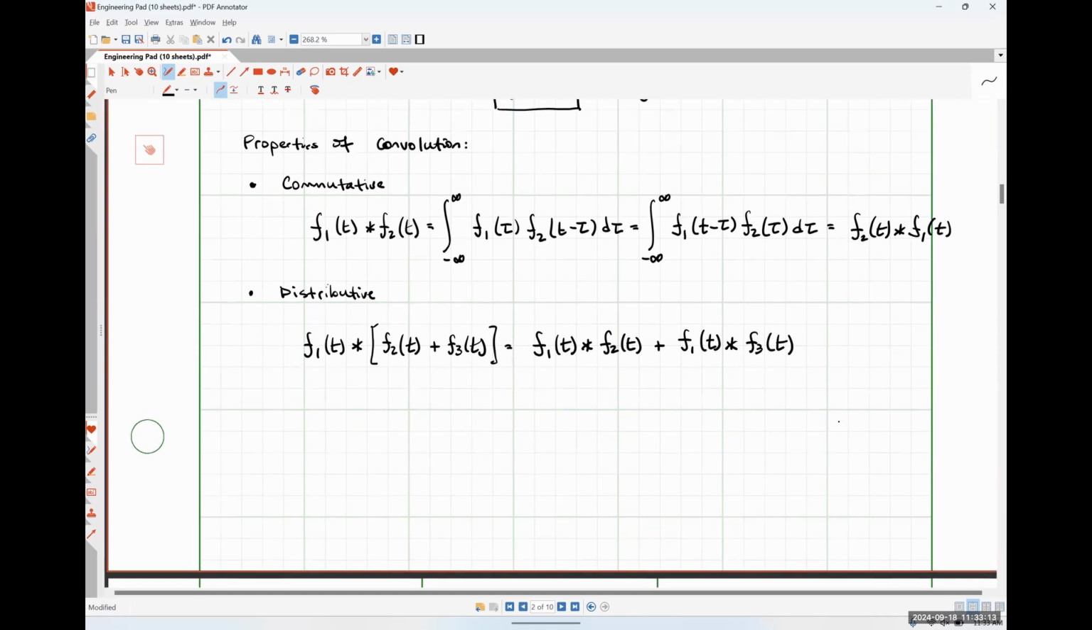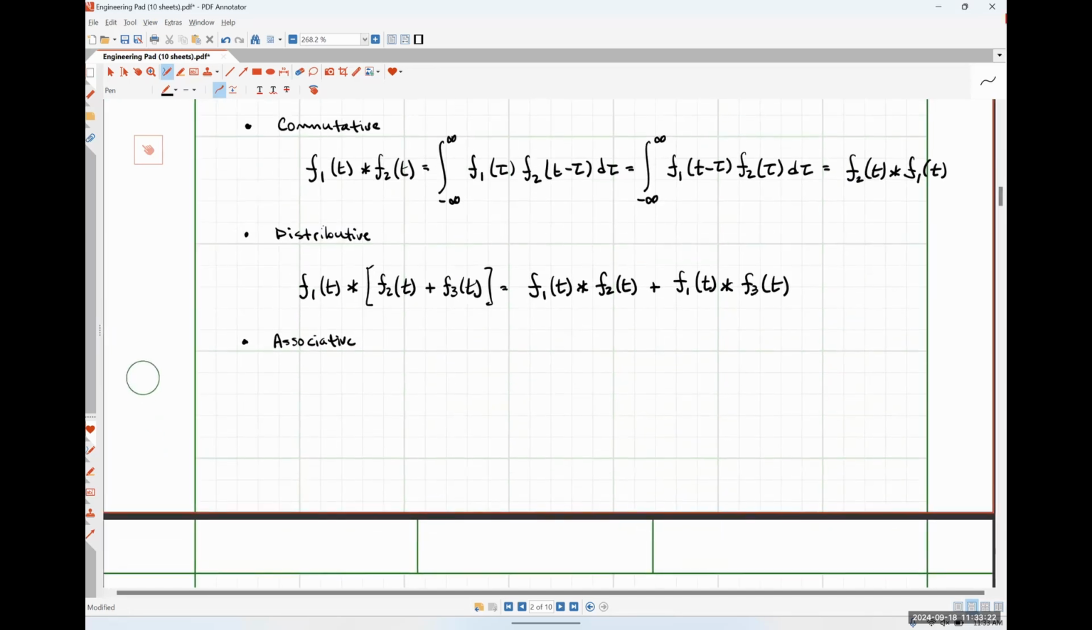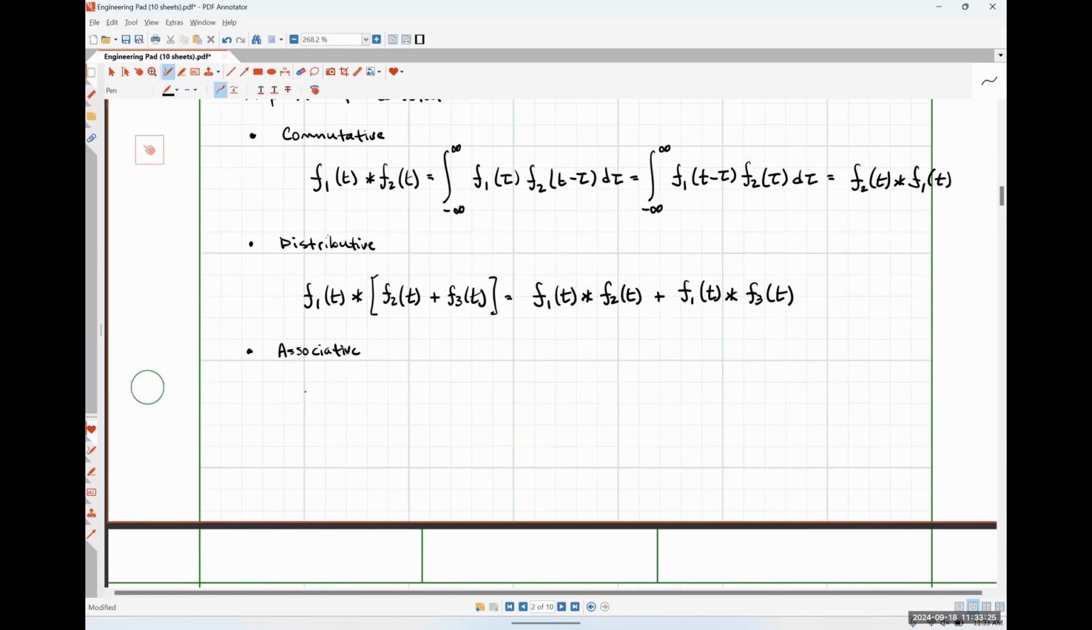It is associative. Meaning that f1 convolved with f2 convolved with f3 is the same thing as f1 convolved with f2, and then that resultant convolved with f3.